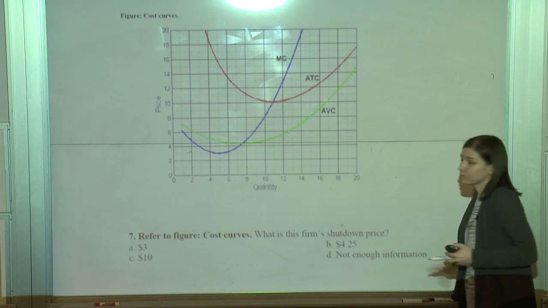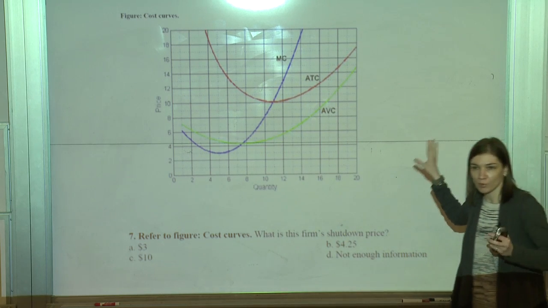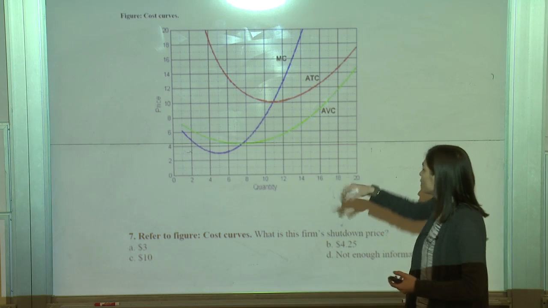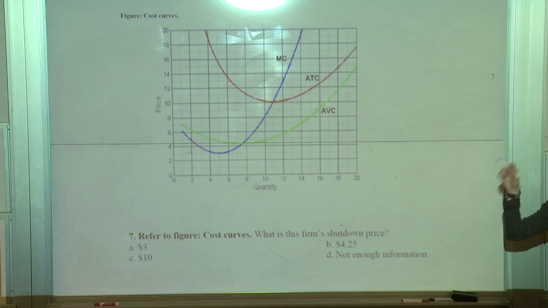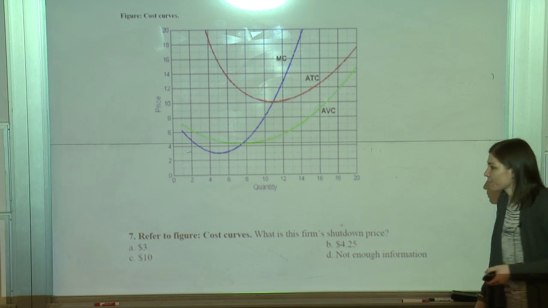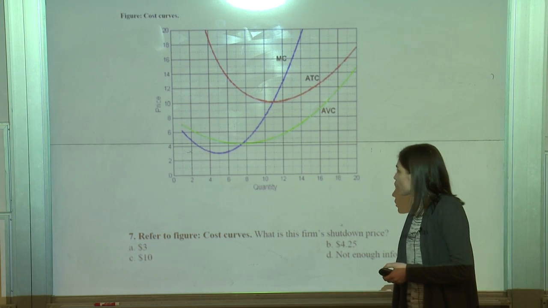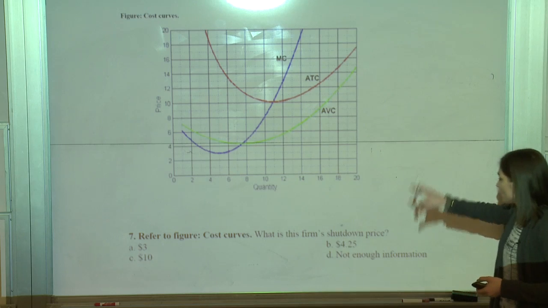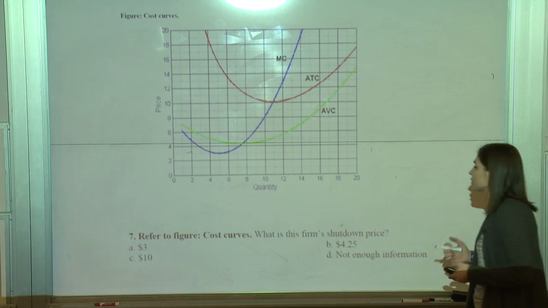All right, now we have cost curves. This is the general picture that you've seen many times before, the average total, average variable, and the marginal cost curve for a firm. And we're going to be answering questions about that picture. So the first question is, what is the firm's shutdown price?